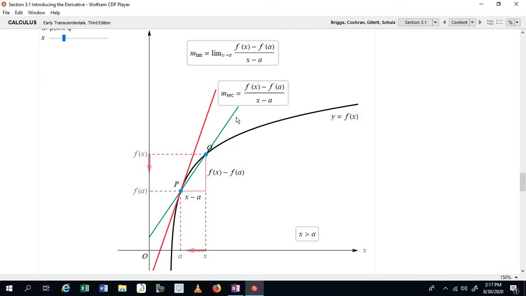And the slopes of these secant lines are beginning to approach the slope of this red line, again, the tangent. It's called the tangent line at P. Well, the slope of this tangent line is actually the limit of the slopes of the secant lines as x is getting closer to a. So it's actually a limit.